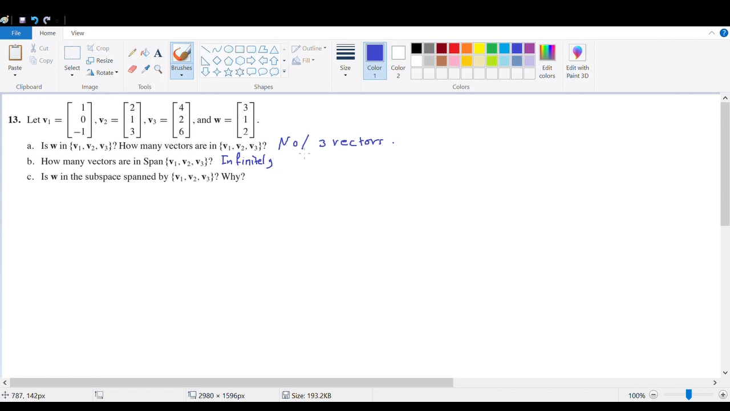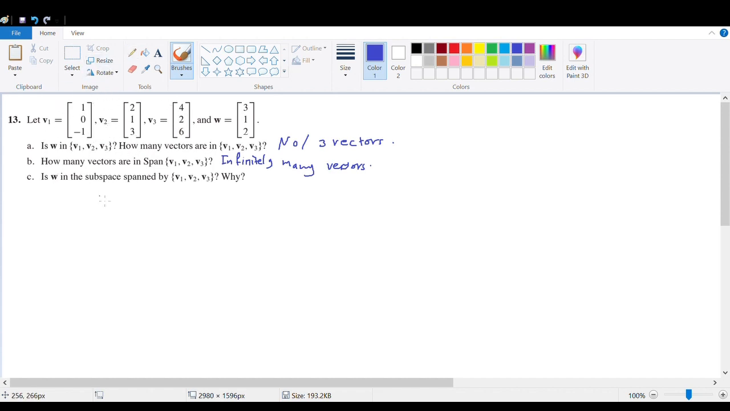So here it is, infinitely many vectors. Now for part C, is W in the subspace spanned by V1, V2, V3? We want to know if W is in the subspace spanned by these. That means, is W a linear combination of these three vectors? Can we rewrite W as a linear combination of these vectors?